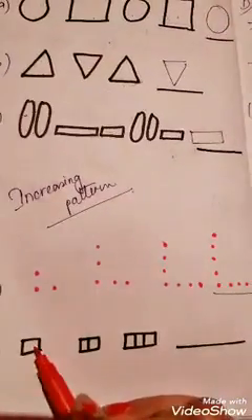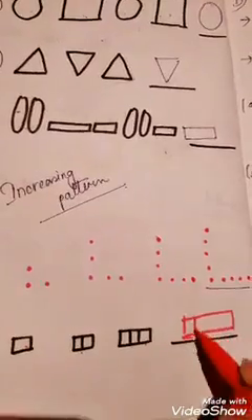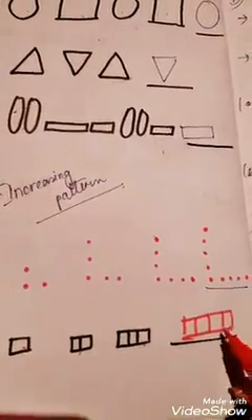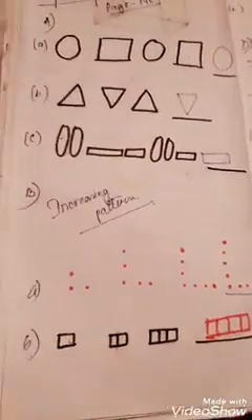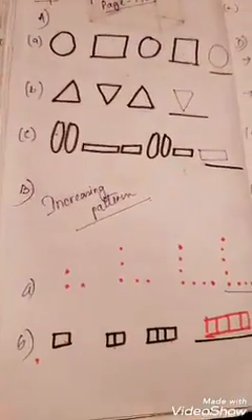So that means they are increasing. Here 1 box, 2 box, 3 box, definitely here it will be what? 4 box. Like this. So in this way you have to do it. I have solved only A and B number, so you do the C number also.